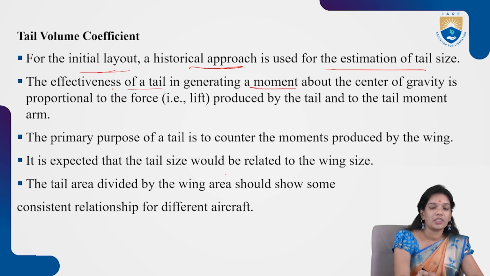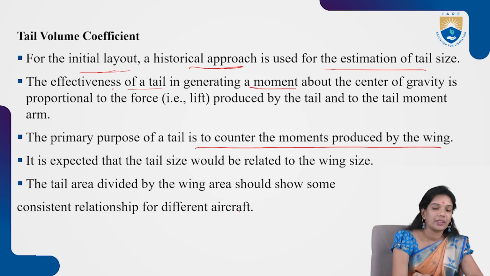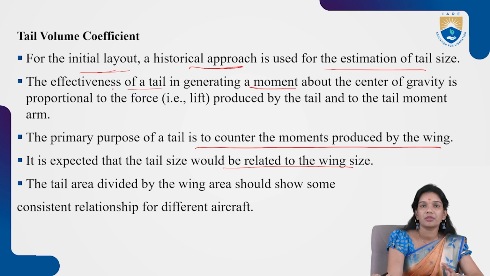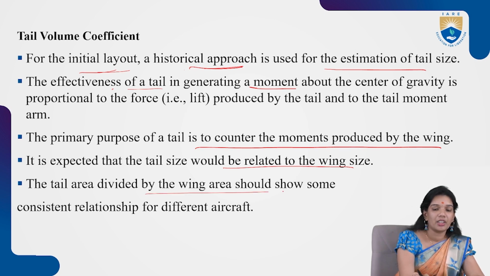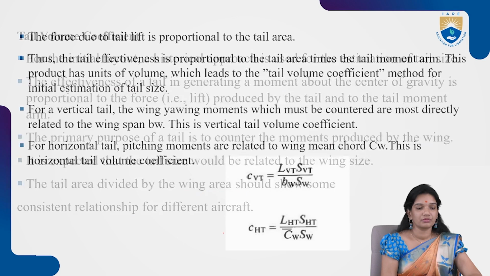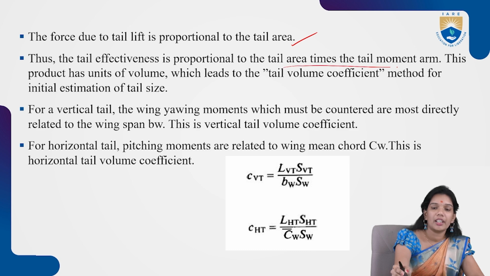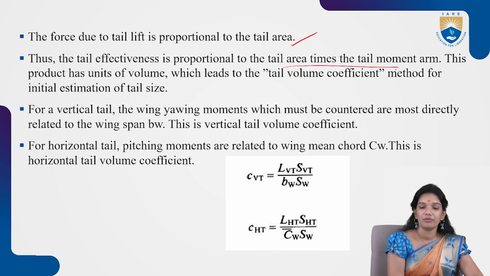Now, the primary purpose of a tail is to counter the moments produced by the wing. So it is expected that tail size is related to the wing size, because both are in correlation; they have to counter the moments produced by the wing. So the tail area divided by the wing area should show a consistent relationship for different aircraft. Now the force due to the tail lift is proportional to the tail area, and the tail effectiveness is proportional to the tail area times the tail moment arm, which is L.